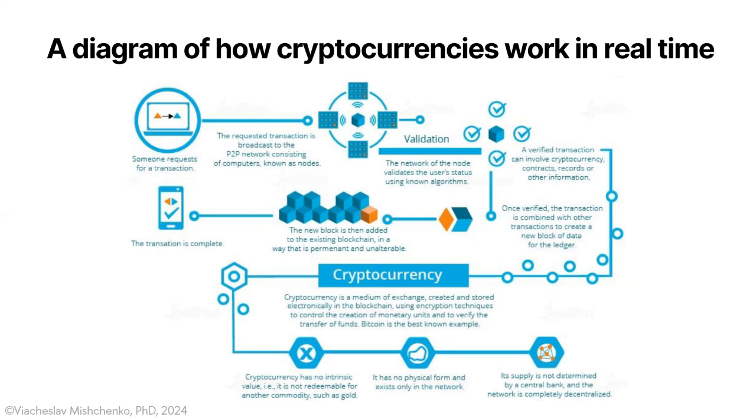And this is really crucial to understand. We are dealing with a completely new paradigm of value exchange here. And the most impressive part, in my view, is how the verified transaction gets added to the blockchain, because it's permanent and unalterable. There is no database system that matches the immutability of blockchain.